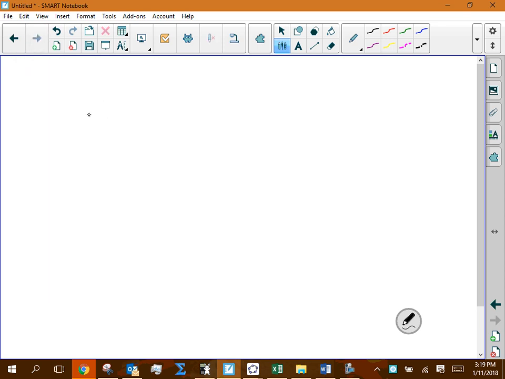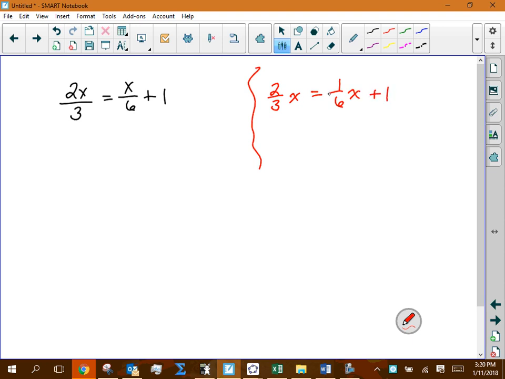Another one was, I guess question 2, is 2x over 3 is equal to x over 6 plus 1. This is just another linear equation. Some of you might prefer to write this as 2/3 times x equals 1/6 times x plus 1. You might see that from time to time. Those are saying the exact same thing.